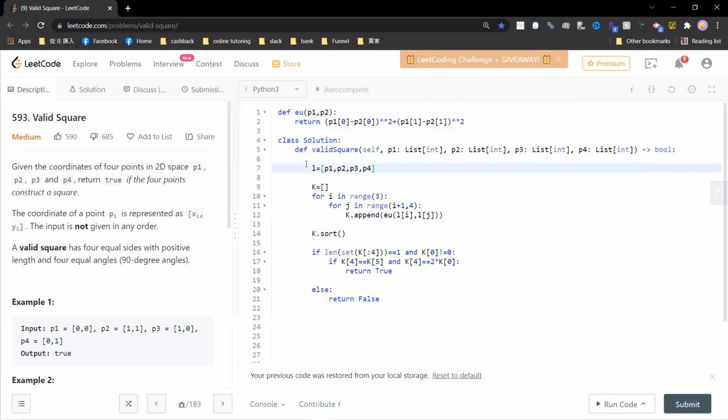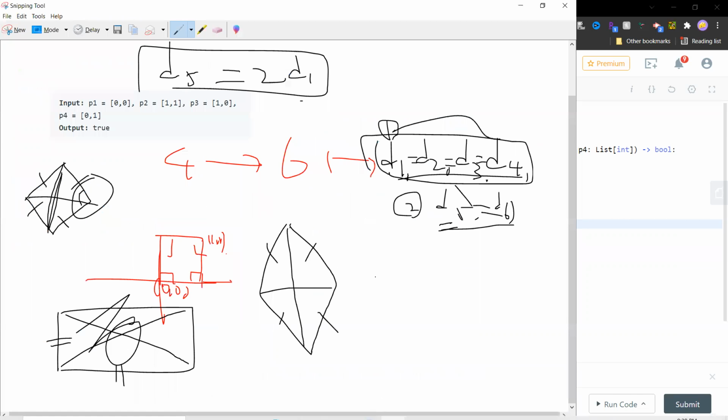So now you have 4 points, you compute the distances, and you sort them. You want to make sure that the first four are the same, and that the first one is non-zero, otherwise the distance is zero. Then check that the final two are the same, and that D5 is 2 times the first one. By the Pythagorean theorem, this must be a valid square. So the key to solving this is just the Pythagorean theorem.